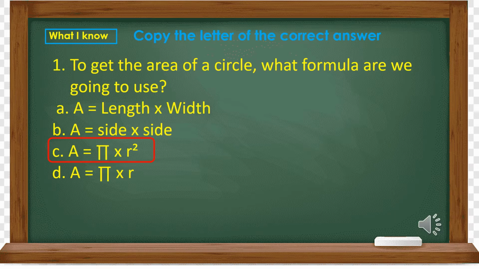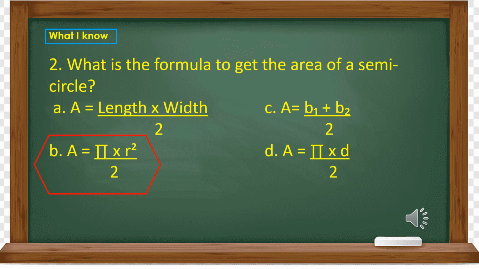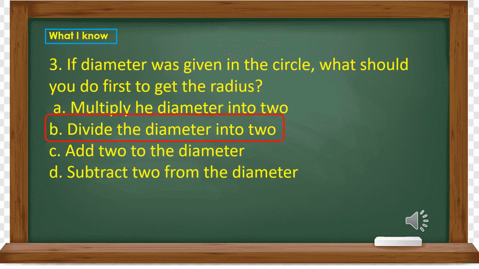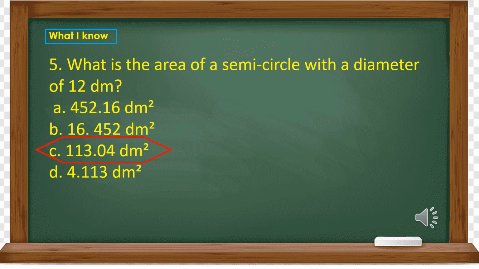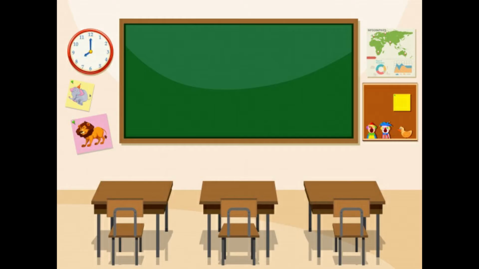Now, let us check your answer. For number 1, C. Number 2, B. Number 3, B. Number 4, A. Number 5, C. How many did you get? Did you get all 5 or 4? If so, this is for you.